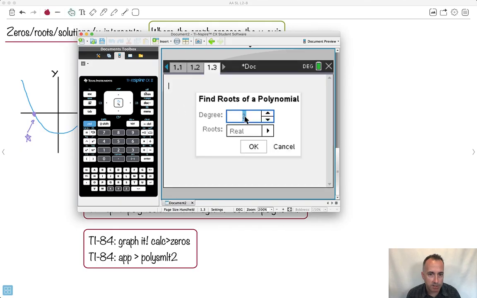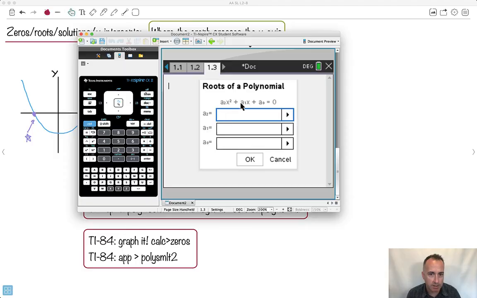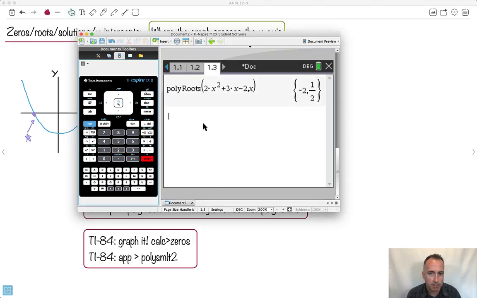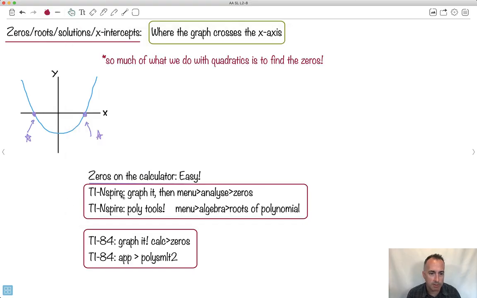This tells me what's the degree of the polynomial? It's degree 2. Great. You say what's A, what's B, what's C? Watch, so if I say A is 2, let's just say, I say B is 3, and I say C is, I don't know, minus 2, let's just say. All right, so if it goes 2x squared plus 3x minus 2, I say okay, and I press enter. It'll tell me my two roots. Notice it says one is minus 2, one is 1/2. Those are the two different values where it's going to cross. So on a calculator, super easy.